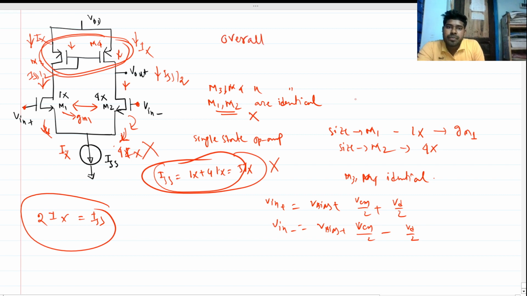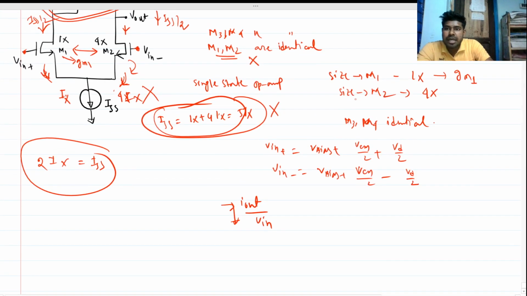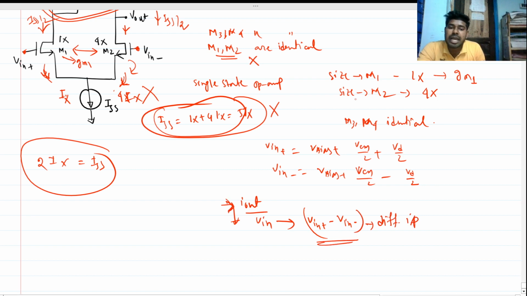Overall gm is the overall transconductance of the circuit, and we know how to find it. We short circuit the output node and find the I out with respect to our V in. But here this is our differential pair, so our V in will be V in plus minus V in minus. This is called the differential input, and we need to find the short circuit I out over V in.